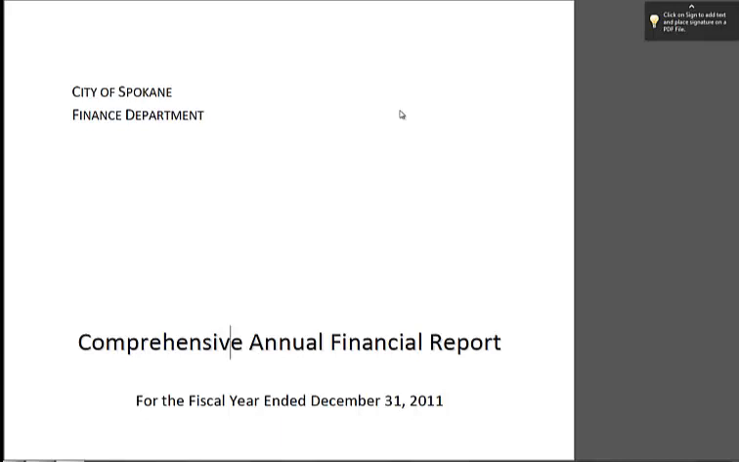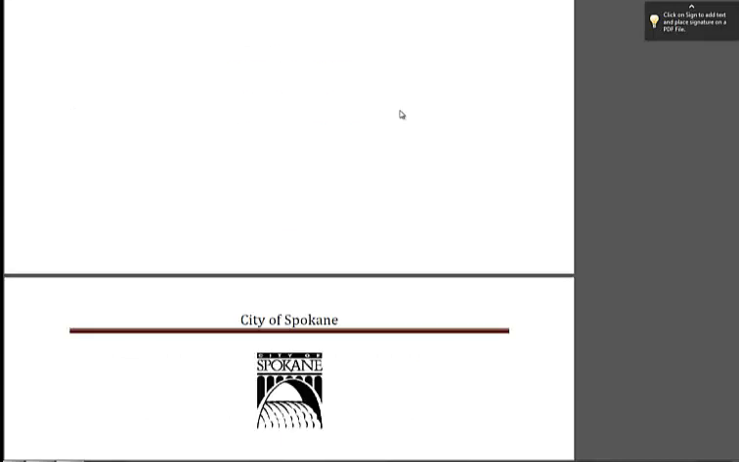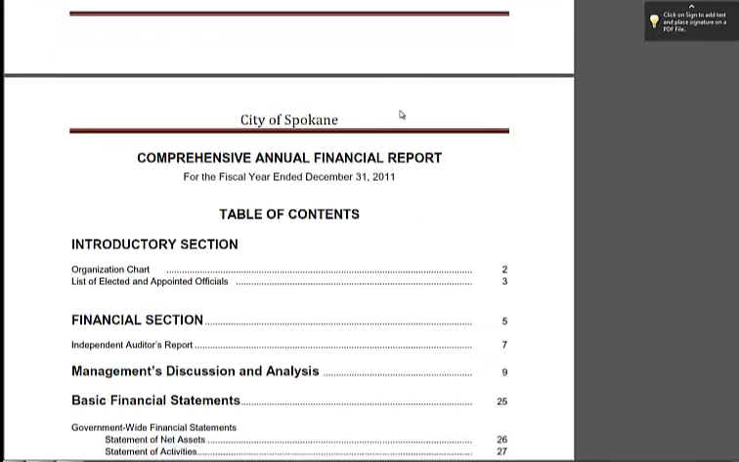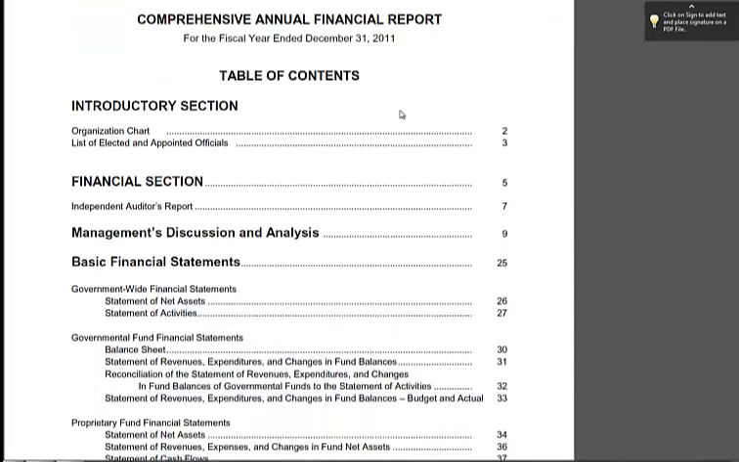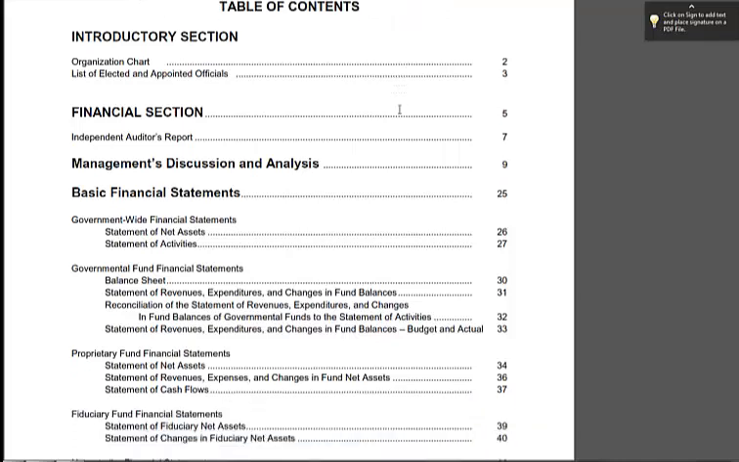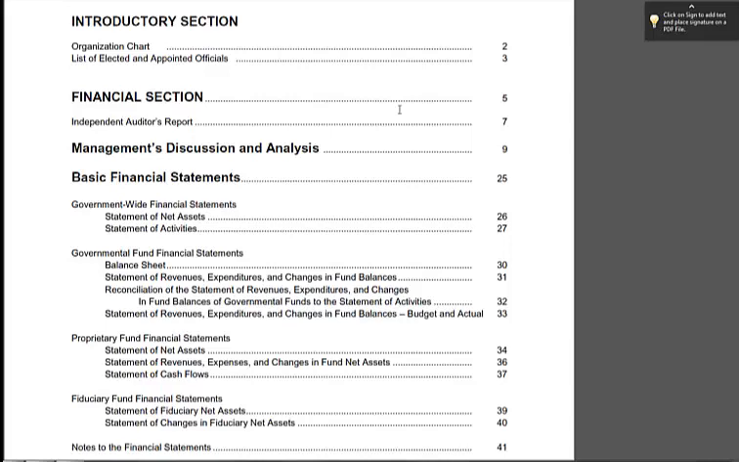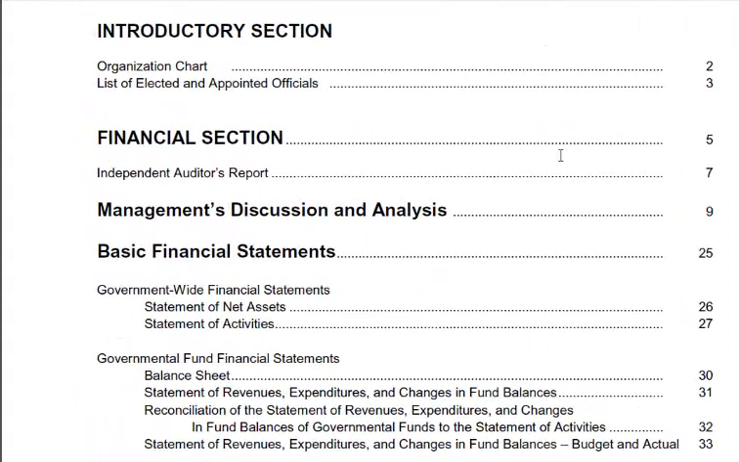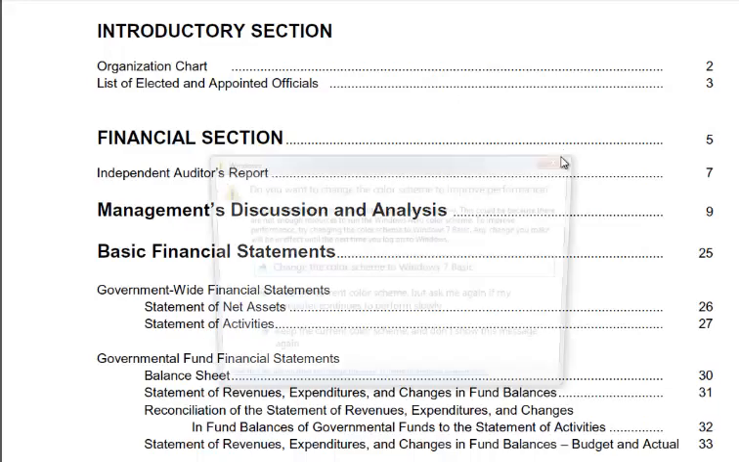If you look at the table of contents for Spokane, you will see that it's made up of the same information you should find in just about every CAFR available, and essentially it gets broken up into three sections. The first section is the management's discussion and analysis, which you can see from the table of contents runs from pages 9 to 24.